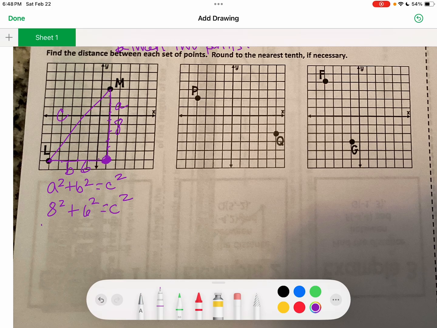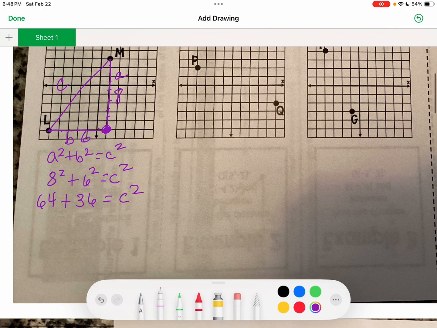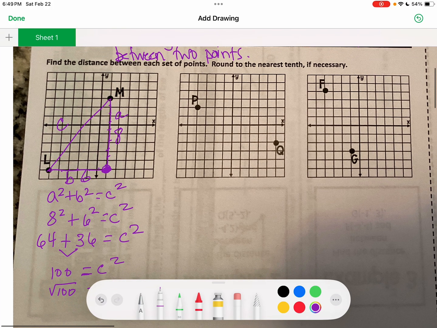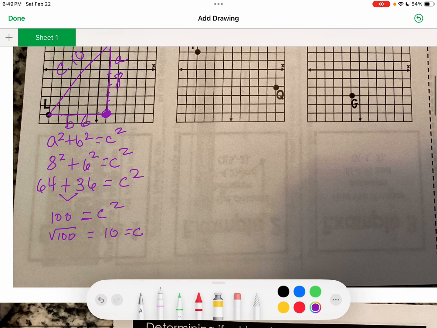So we're going to do 8 squared. That's going to give us 64. 6 squared is going to give us 36, and we know that that equals c squared. We're going to go ahead and combine these two, and we get 100. And as you know, we have to do the inverse of squaring a number. The inverse of squaring a number is finding your square root. And so I get that 10 equals c. And so I'm going to come over here and say, okay, is it reasonable that that side would be 10? Yes, it is reasonable.